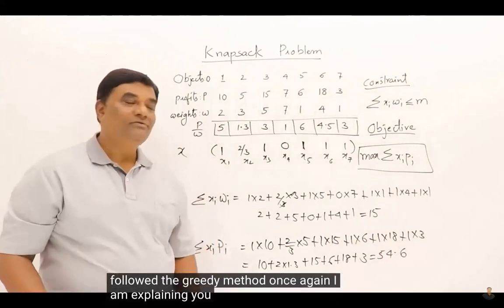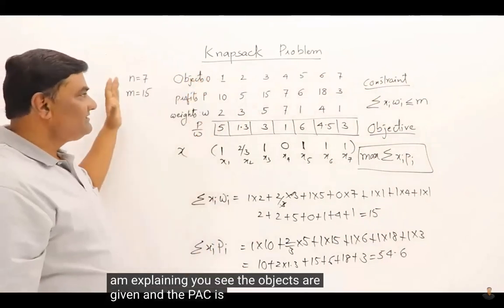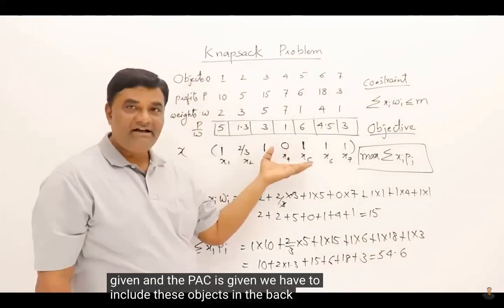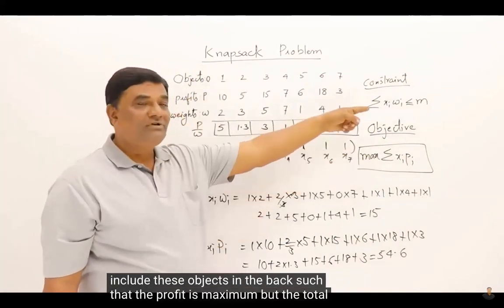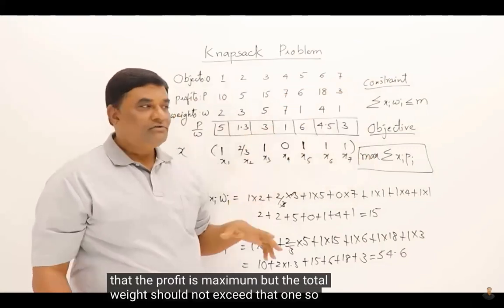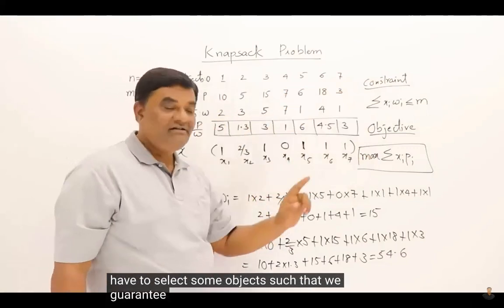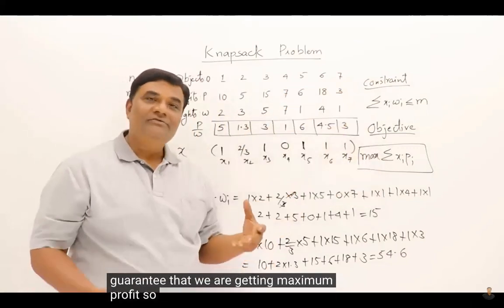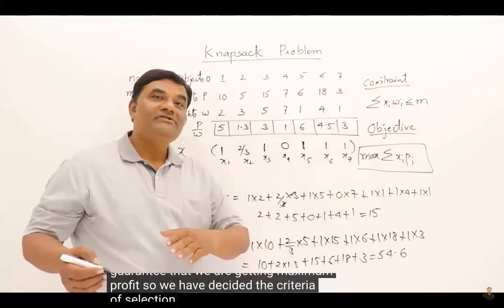Once again, I'm explaining: the objects are given and the bag is given. We have to include these objects in the bag such that the profit is maximum, but the total weight should not exceed the capacity. So we have to select some objects such that we guarantee that we are getting maximum profit. So we have decided the criteria of selection.